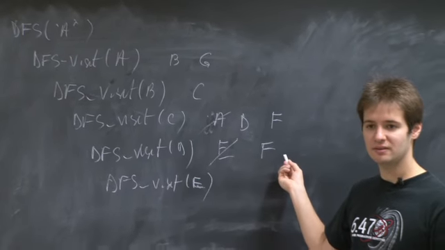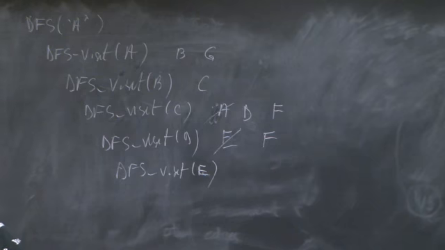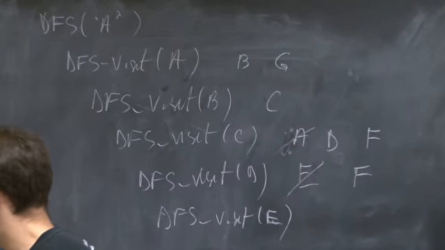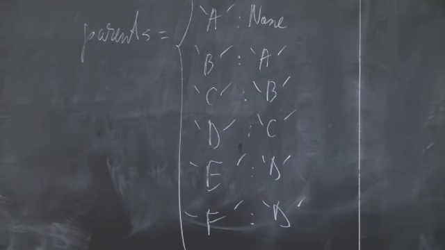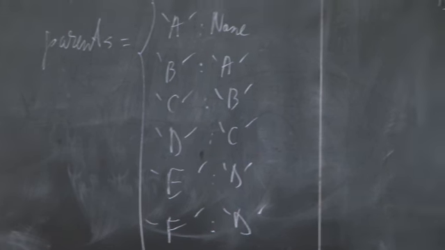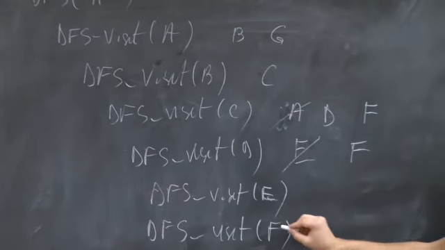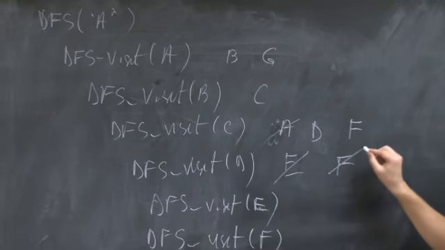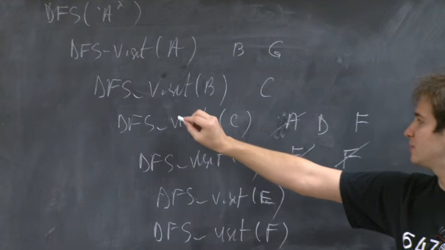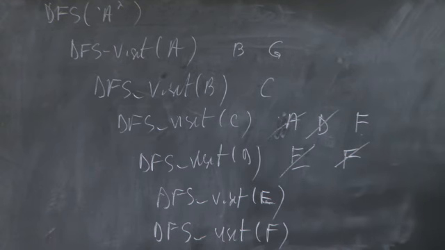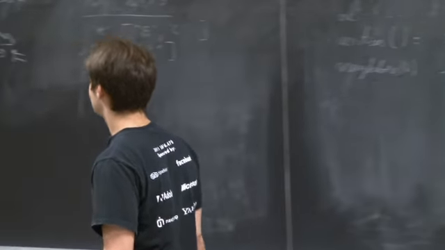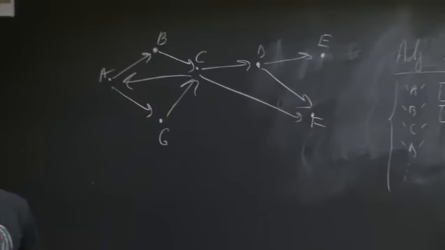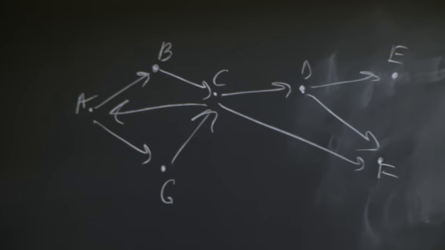Is F in parents? F's parent is? Cool. F doesn't have any children, right? So I get out of this DFS visit. I'm done with F, so I get out of this visit, and I get back to this one. I'm done with D, and I'm at F. Is F in parents? Okay. So what kind of edge is C to F? Forward. Okay.